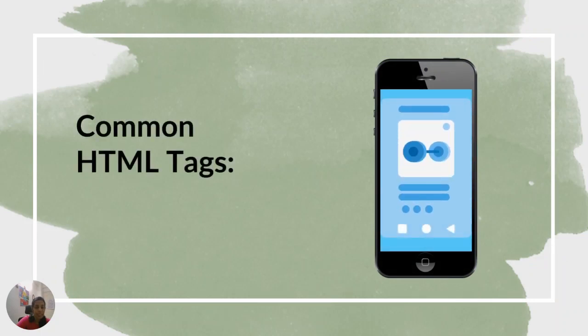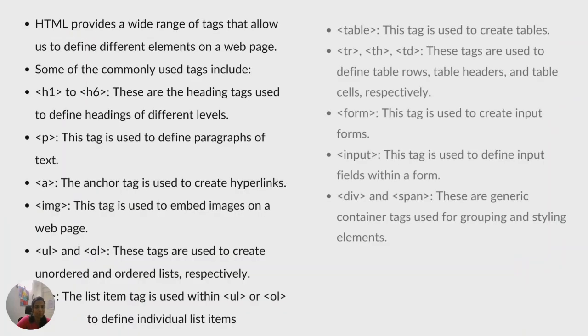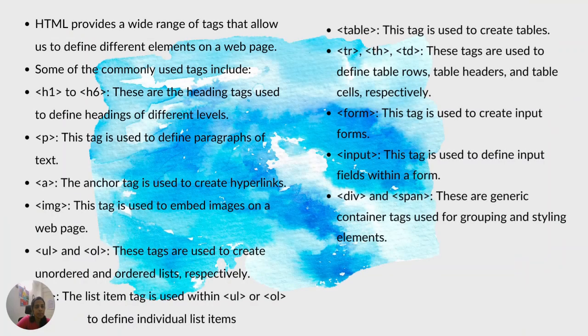Now let us quickly check the common HTML tags. HTML provides a wide range of tags to define elements in a web page. Some commonly used tags are heading tags. The heading tags start from H1 to H6. H1 will be the biggest one and H6 will be the smallest. In that way, we can define six different levels of headings.